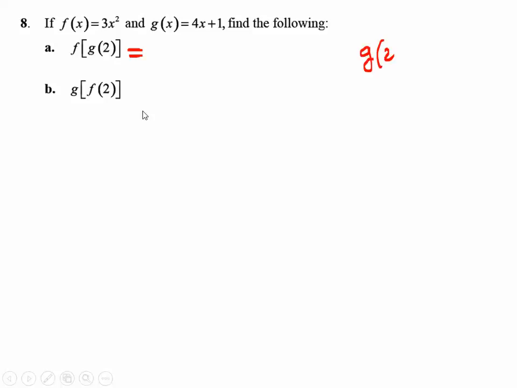Let's do that. So if you plug a 2 into the g function, what do you get there? Go with 9, is that right? It's going to be 2 times 4 plus 1 makes 9. So g of 2 makes 9. So now what we have is f of 9. So the output of the g function became the input into the f function. So now I've got to figure out what in the world is f of 9.